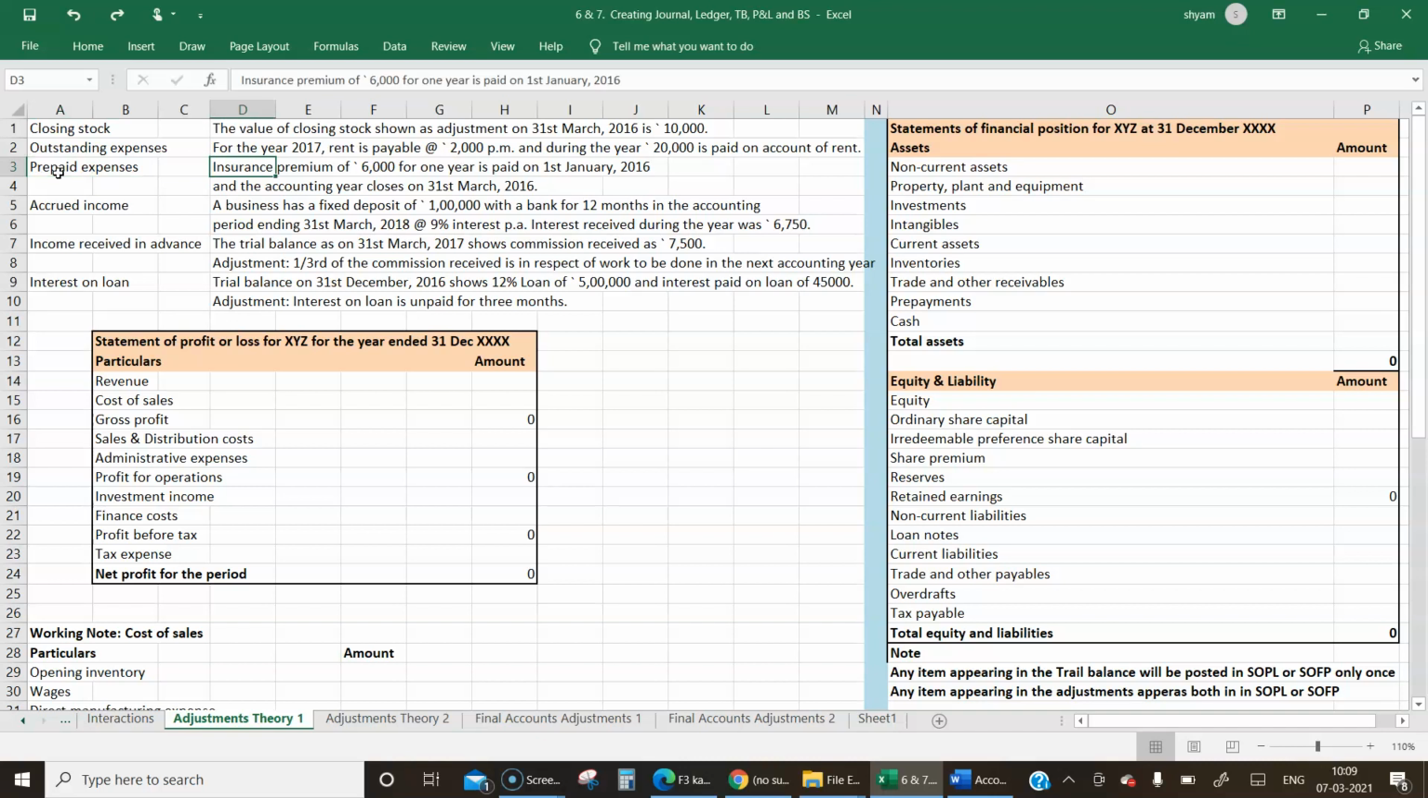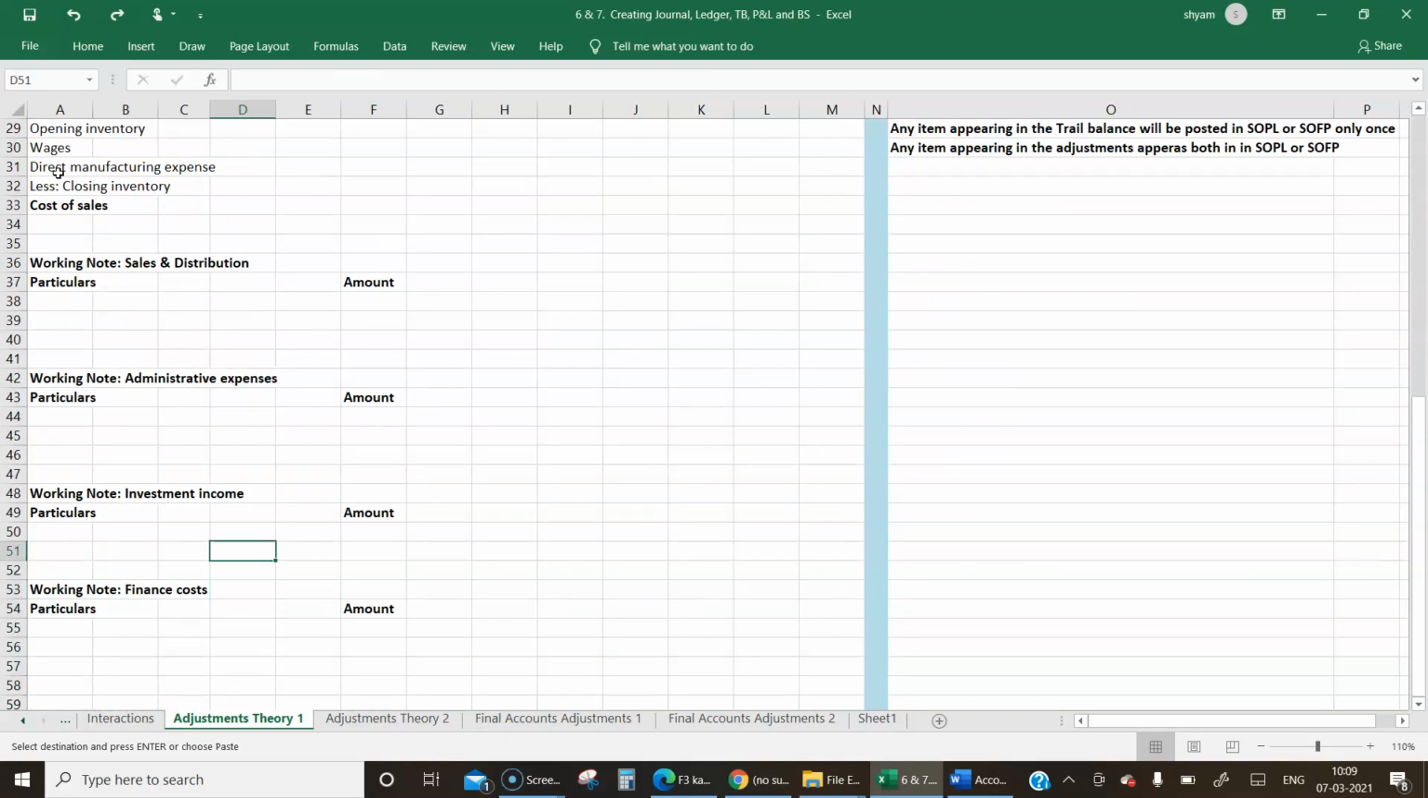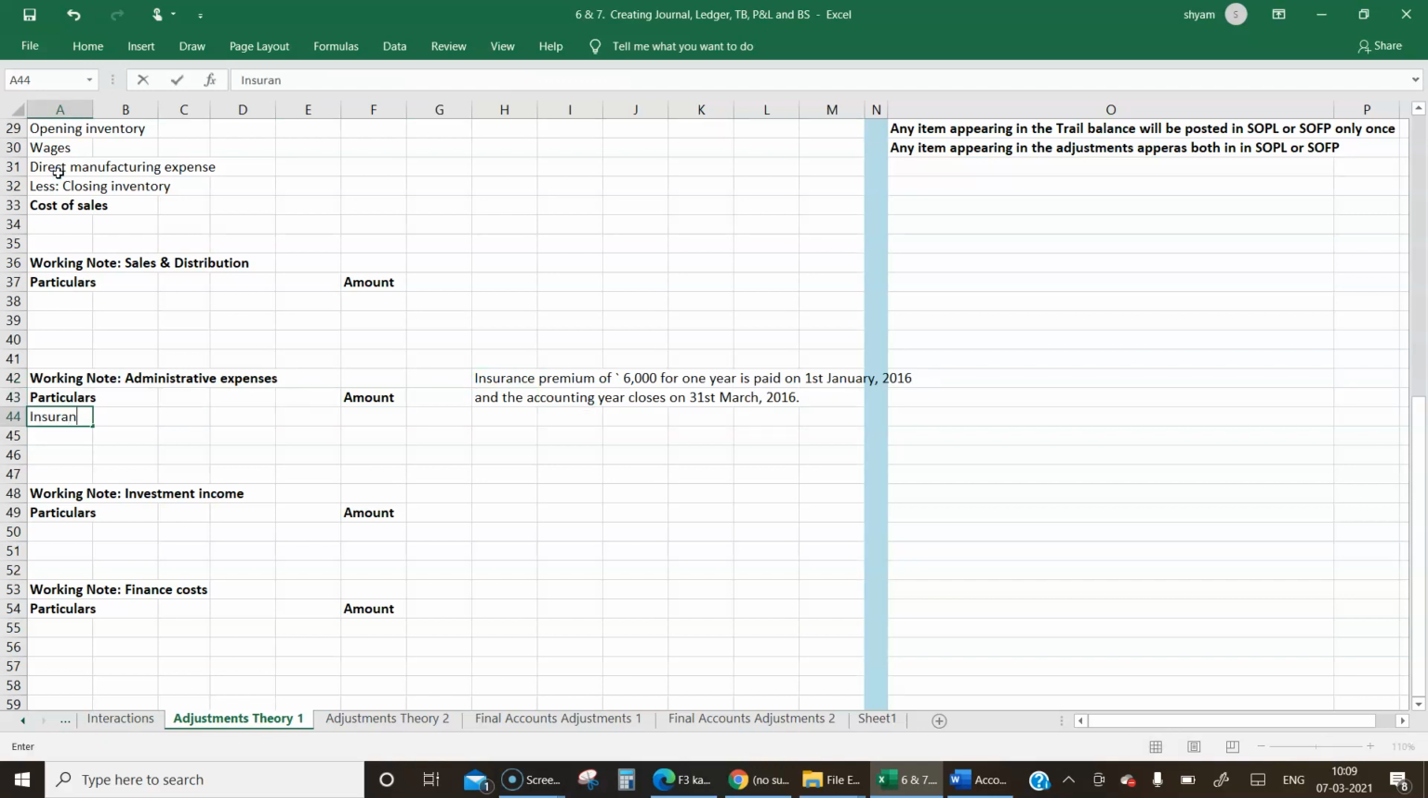Insurance premium of 6,000 for a year is paid on 1st January itself, and the accounting year closes on 31st March. So how would we account this? First we'll copy the sentence. Again we'll put it in administrative expense. So first we'll say insurance.